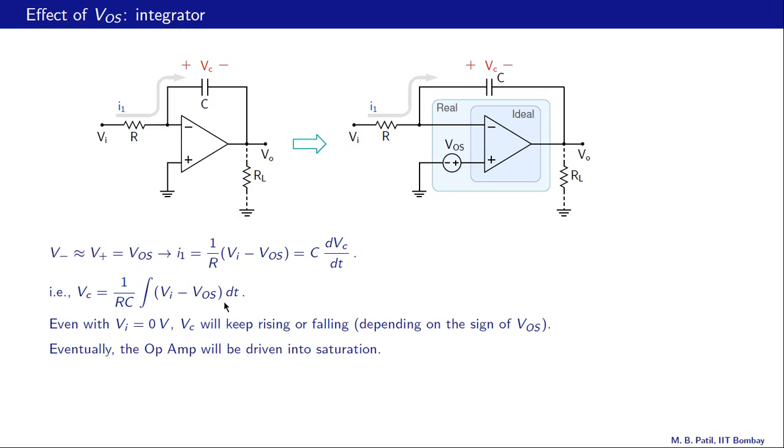And now there is a problem. Let us consider the simple case when Vi is 0. What do we get then? We get Vc equal to 1 over RC integral of minus Vos dt, where Vos is a constant voltage, however small. Now because of this relationship, Vc will keep on rising or falling depending of course on the sign of Vos, and eventually the op-amp will be driven into saturation.